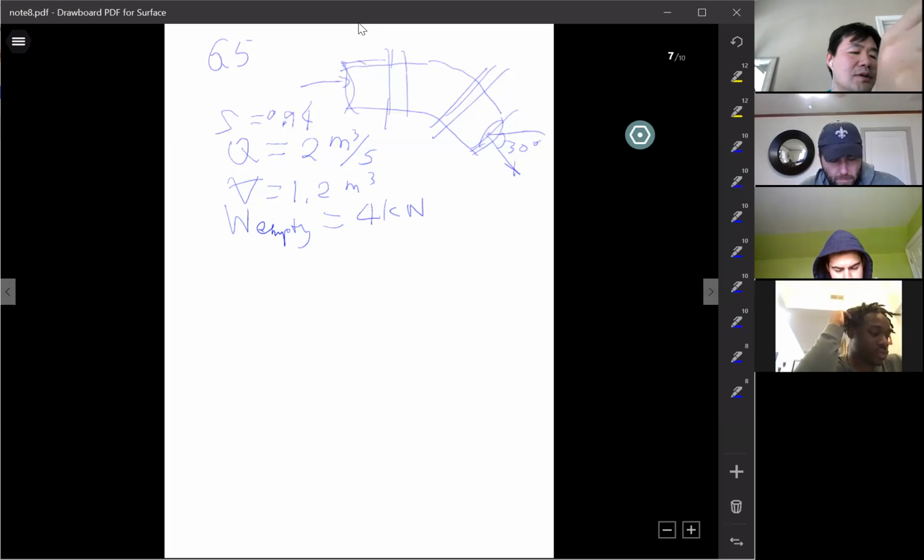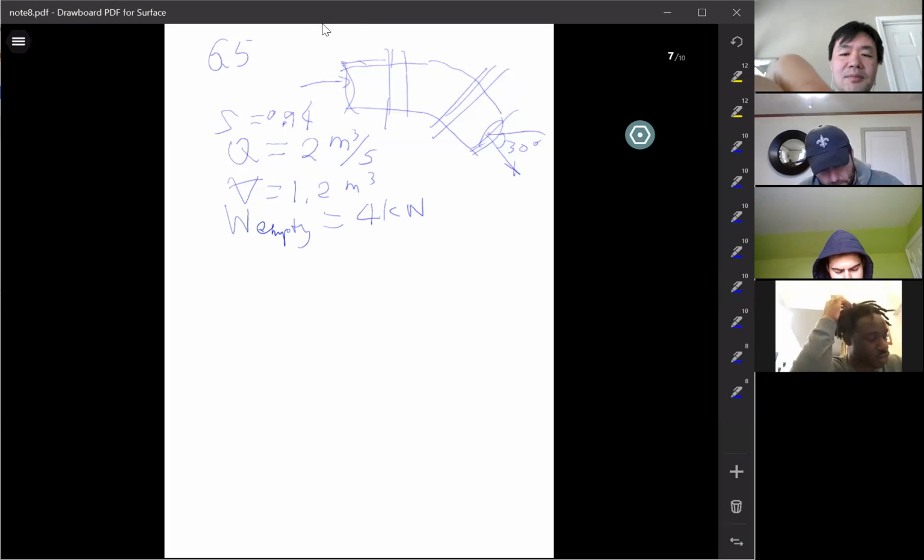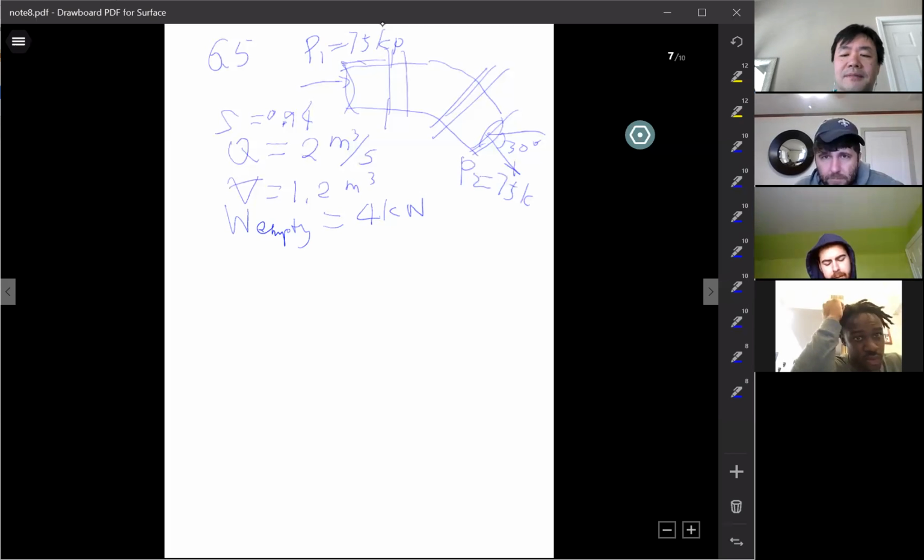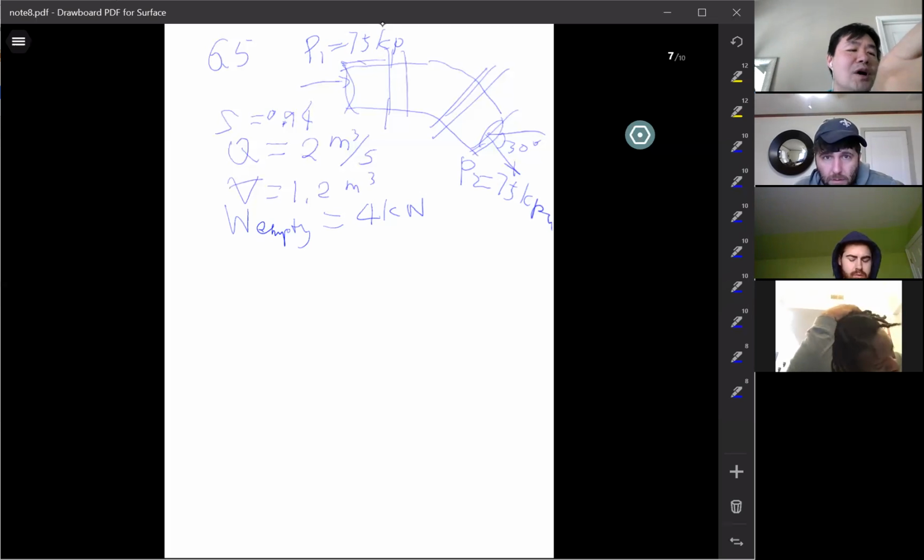Assume the pressure along the center line of the bend is constant: P1 is 75 kPa, P2 is also 75 kPa. They're the same. Find the force required to hold this bend.